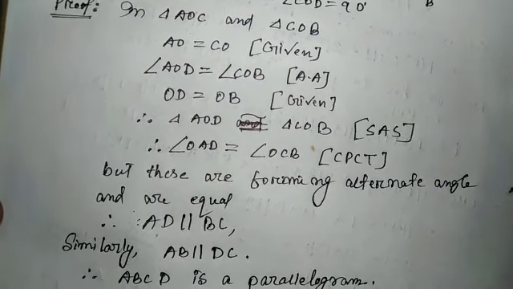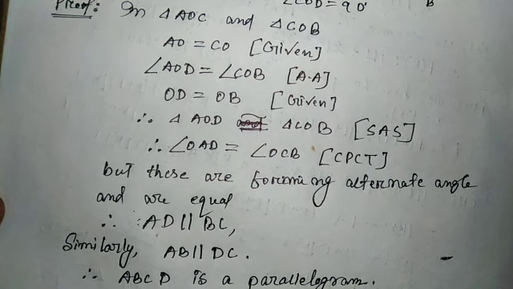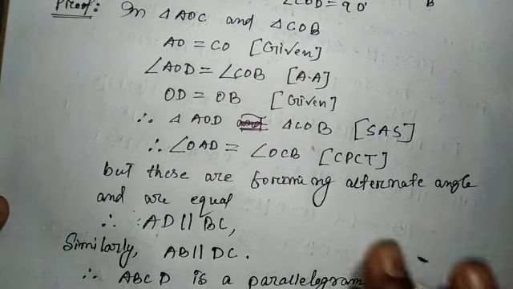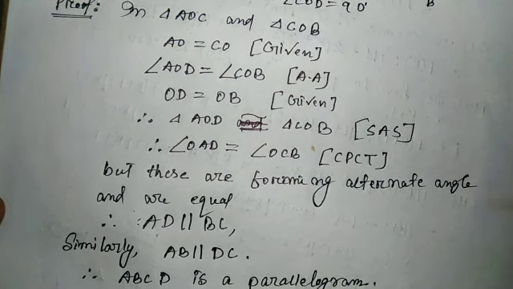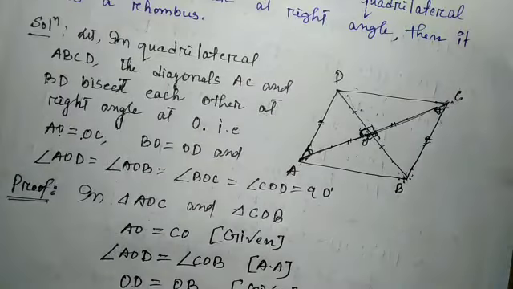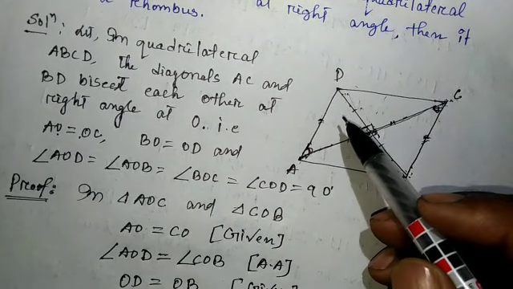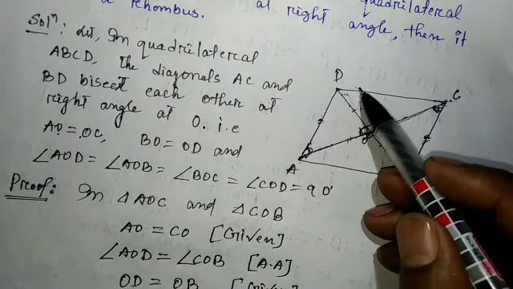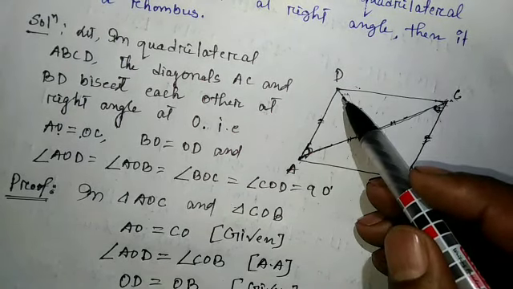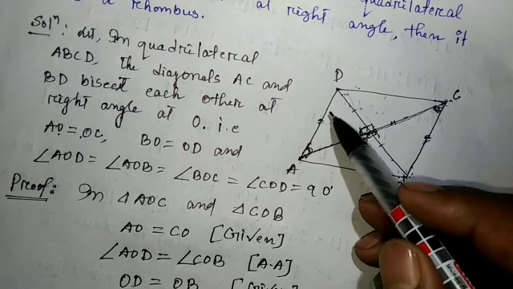Now see, we have proved it is a parallelogram. Now we have to prove that all sides are equal, because a rhombus is a parallelogram where all sides are equal. To prove all sides are equal, it is sufficient to prove one pair of adjacent sides of a quadrilateral are equal, then it is a rhombus.